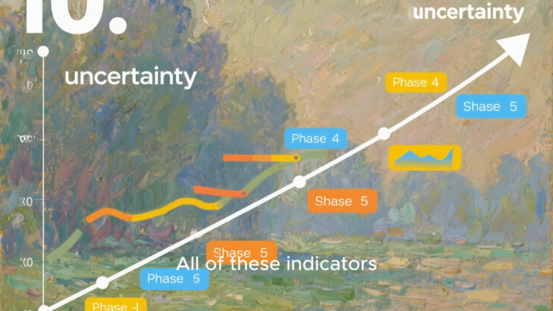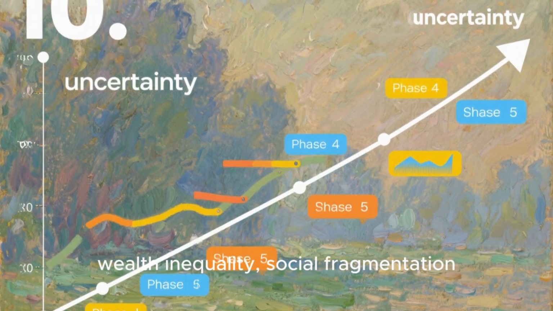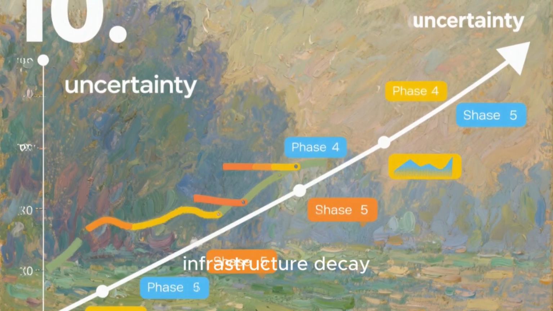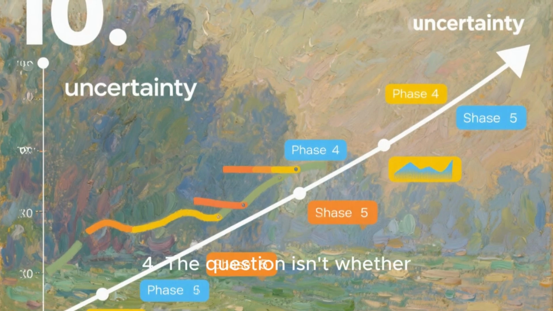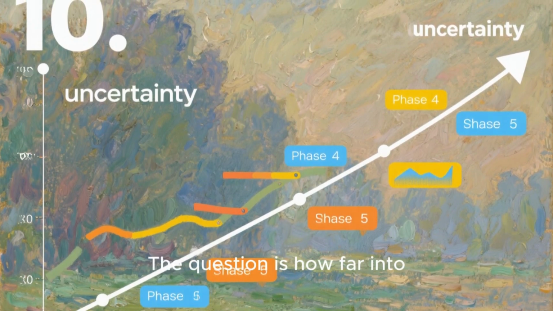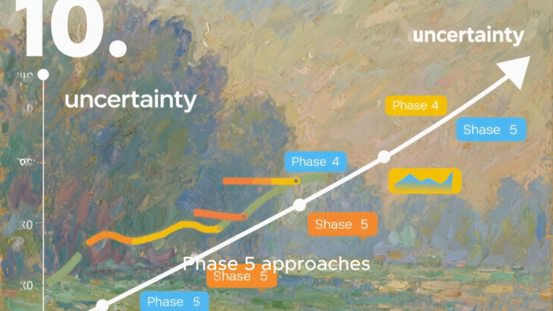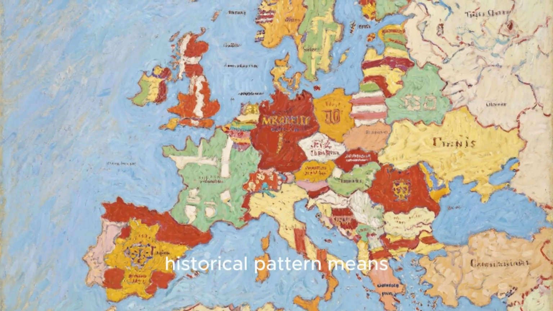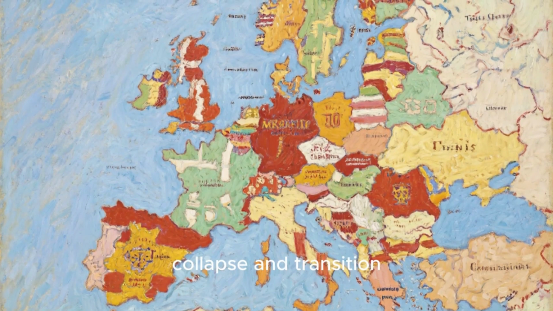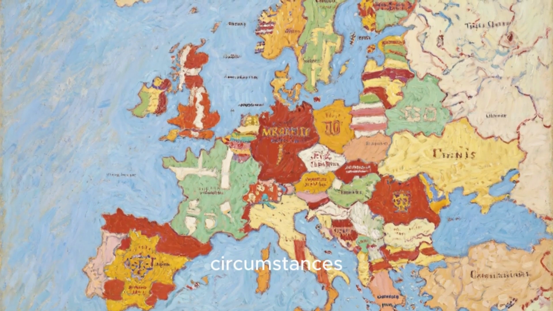All of these indicators, military overextension, wealth inequality, social fragmentation, infrastructure decay, define Phase 4. The question isn't whether America shows Phase 4 characteristics. The question is how far into Phase 4 we are and how quickly Phase 5 approaches. Phase 5 in the historical pattern means collapse and transition. But collapse comes in different forms depending on circumstances.